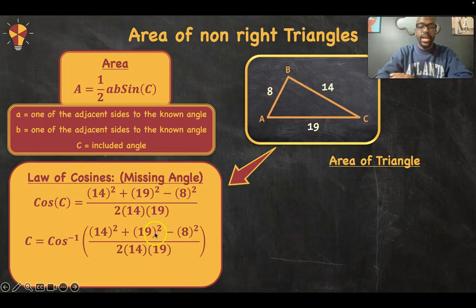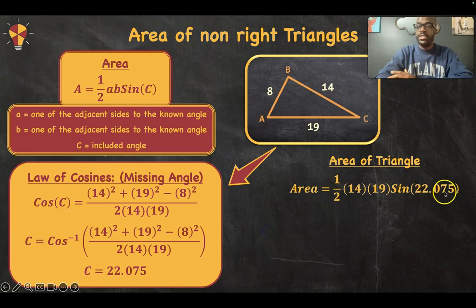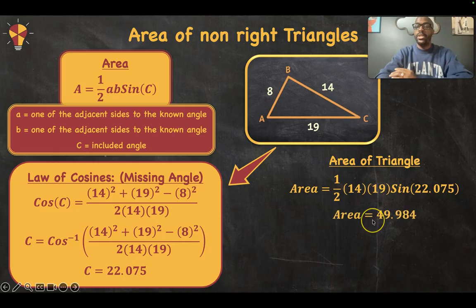And then once I find this answer, I have to do the inverse of it, and I get 22.075. So from there, I can plug in 22.075 as my angle, and my two adjacent sides to the known angle are 14 and 19. So 14, 19, the included angle is 22.075, and you should get 49.984. So this is what we got when we actually found angle C.